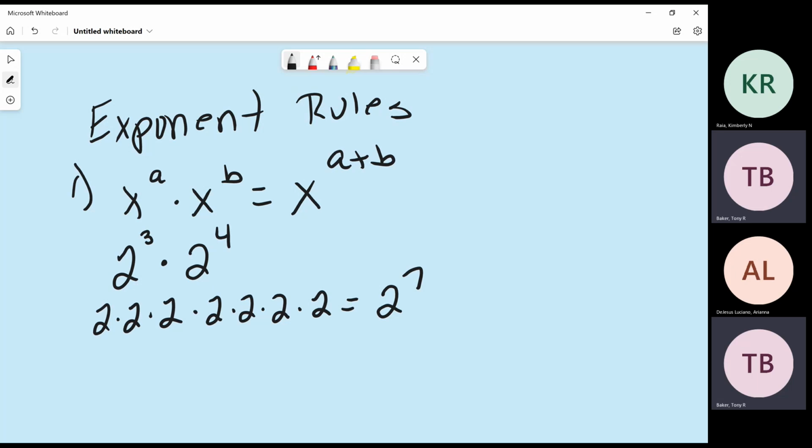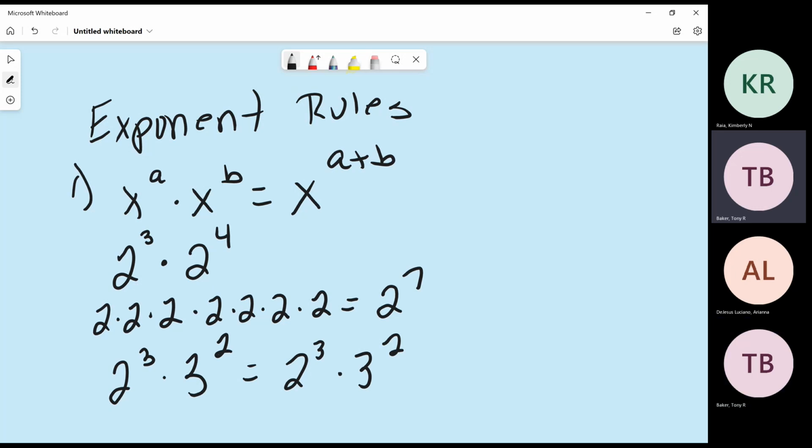So whenever you're multiplying things that are the same base, you just add their exponents. They have to be the same base, though. So for example, if I had 2 to the third times 3 to the second, I can't do anything with that. It just stays as it is, because the bases are different. Okay? Any questions with that one? That one's pretty straightforward.